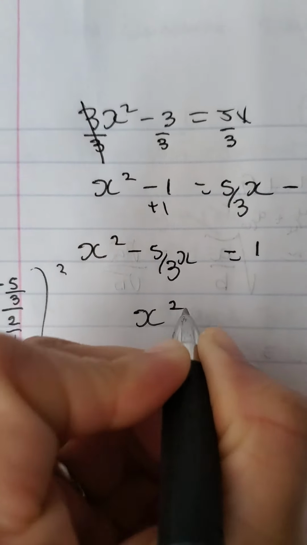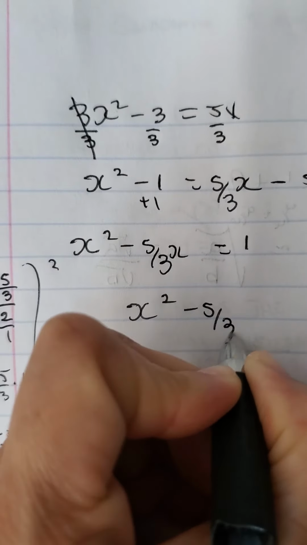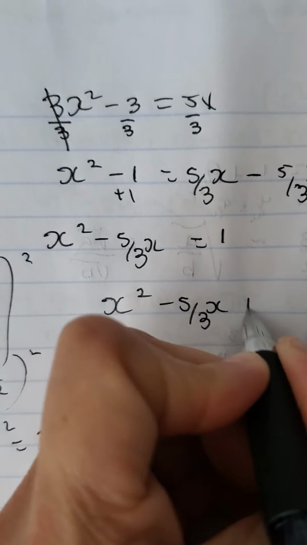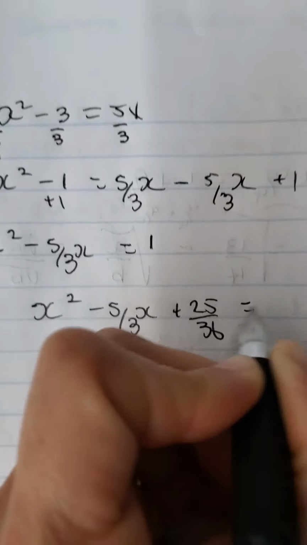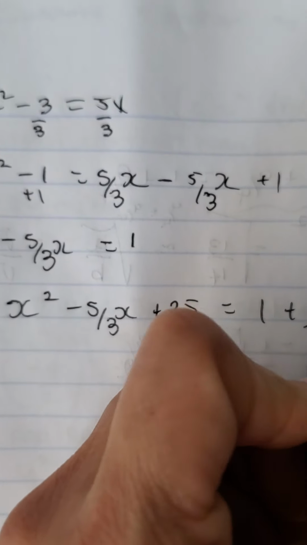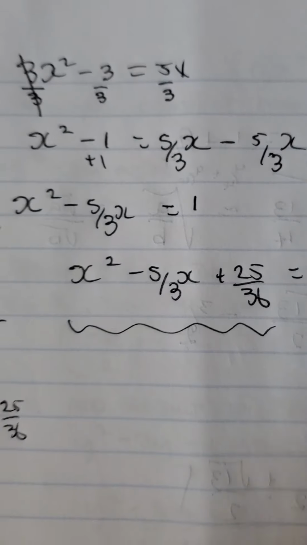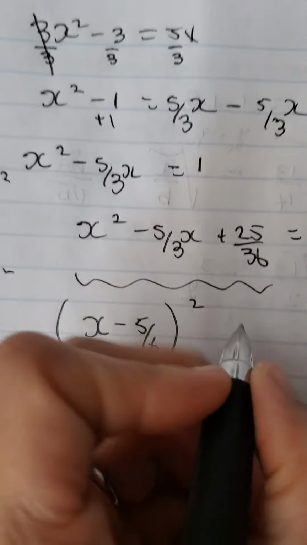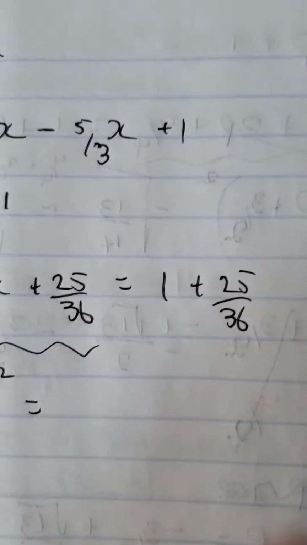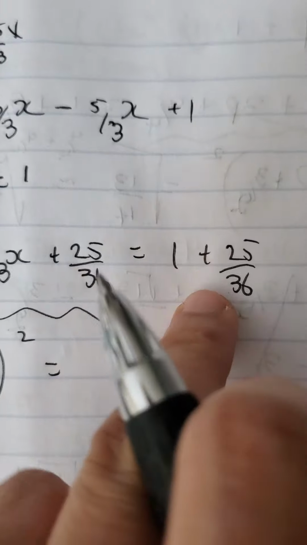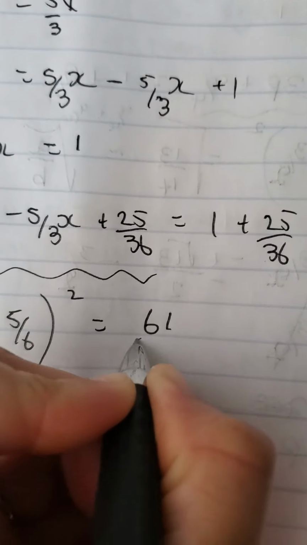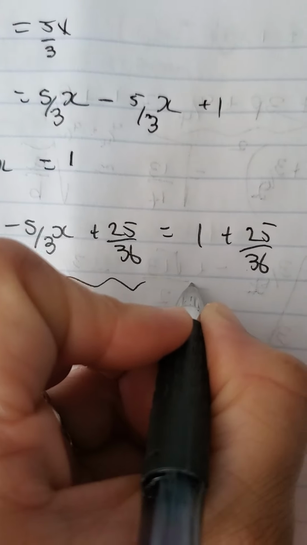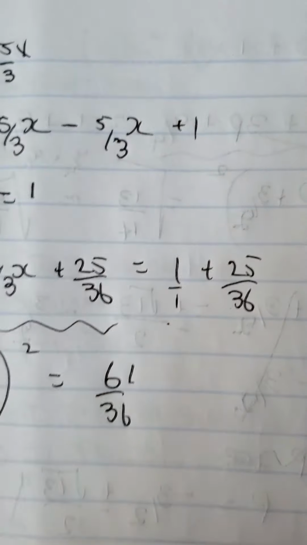So here we go. My new equation looks like this: x squared minus 5/3 x plus 25/36 equals 1 plus 25/36. I promise you now we have a perfect square here. So this is x minus 5/6 squared equals, if we were to find an LCM, this will be 36/36 plus 25, which will give me 61/36. Just in case you were wondering, I find the LCM here, which is 36. So we'll have 36/36, which is the same as 1.